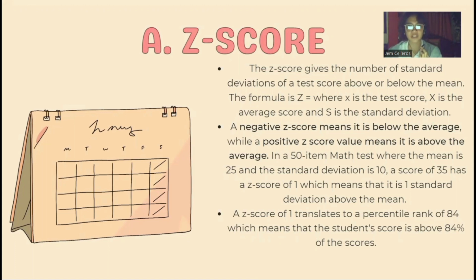above the average. In a 50-item math test where the mean is 25 and the standard deviation is 10, a score of 35 has a Z-score of 1, which means that it is one standard deviation above the mean. A Z-score of 1 translates to a percentile rank of 84, which means that the student scored higher than about 84% of the scores.